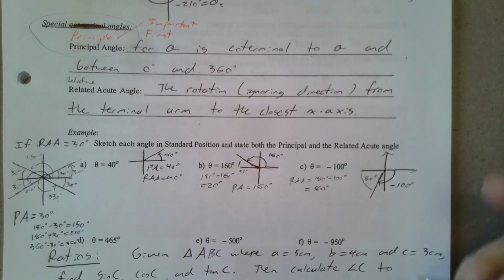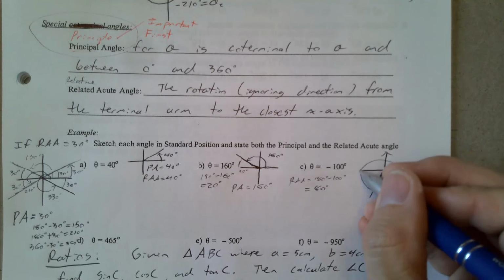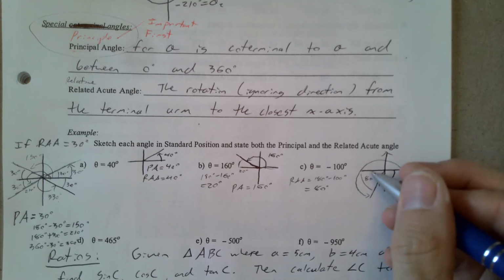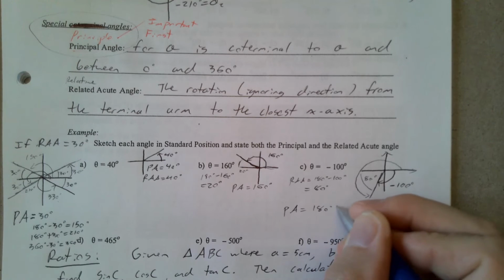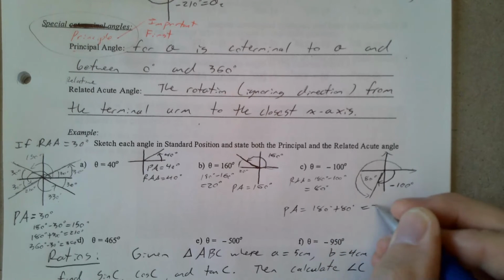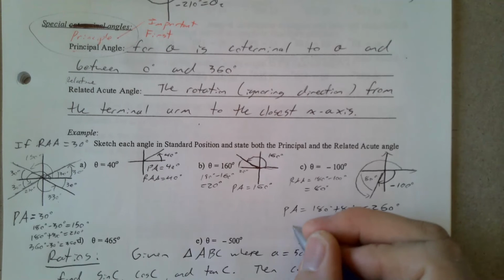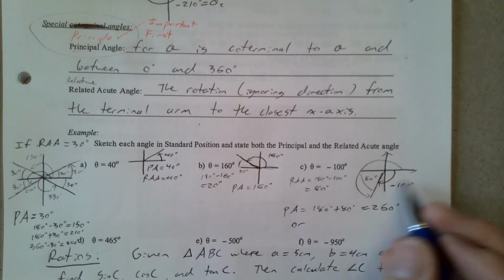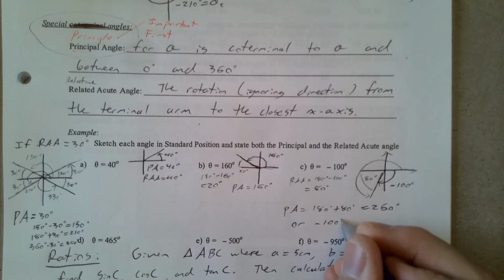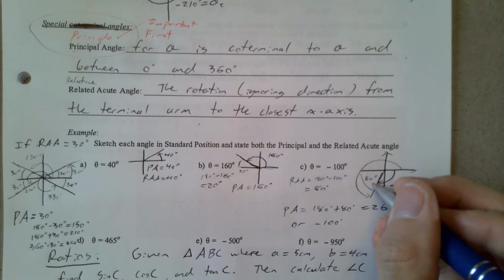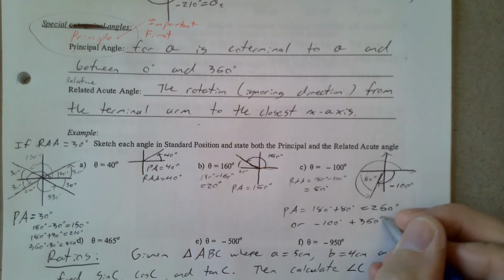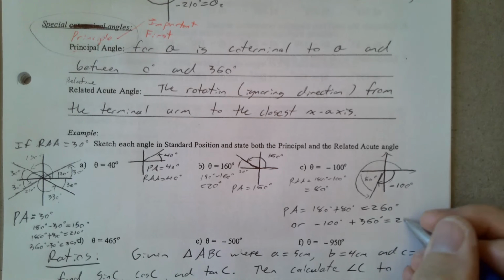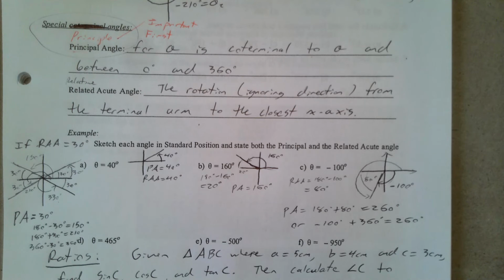Two ways of getting my principal angle. I might see it as 80 degrees bigger than 180 degrees, so principal angle is 180 degrees plus 80 degrees, and I would get 260 degrees. Or I could take my angle, negative 100 degrees, and add one full rotation to that. And that should give me a coterminal angle. And if that coterminal angle is between 0 and 360 degrees, then I know I have my principal angle.